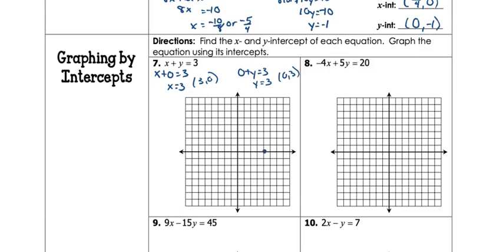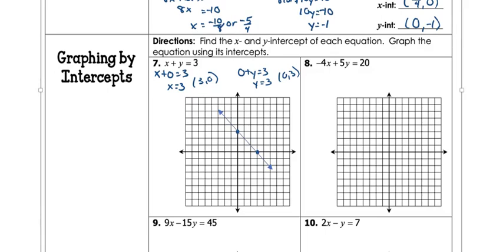Right? 1, 2. Oh, I was off 1. Let me fix that. 3. So 1, 2, 3. And 0, 3 is 1, 2, 3 up here. So now we have 2 points. And unlike when we're trying to find slope, we are just going to draw the line straight through those 2.